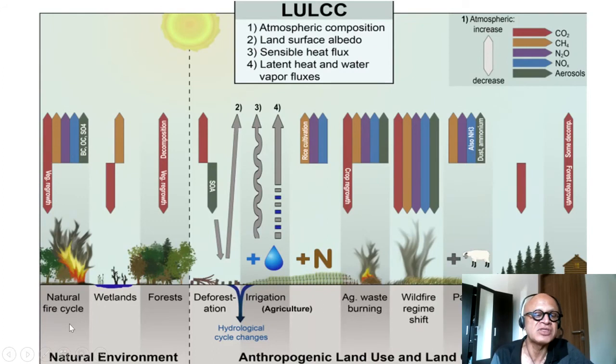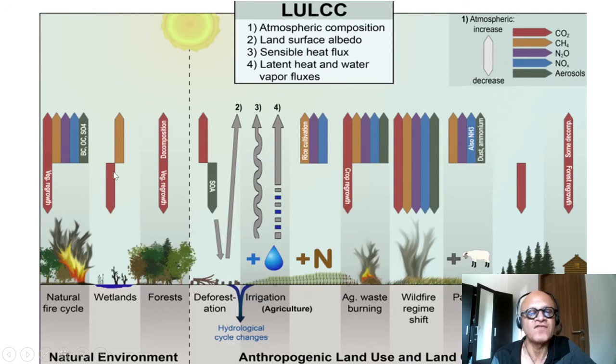So in a natural environment you have a natural fire cycle. This is showing atmospheric composition and land surface albedo, sensible and latent heat fluxes, and water vapor fluxes. But we are also looking at increasing and decreasing atmospheric fluxes of carbon dioxide, methane, N2O, NOx, and aerosols, which are the general greenhouse gases and radiative forcing gases that we look at. So you can see that there is uncertainty in terms of vegetation growth, whether it's out or in the natural cycle, including fire cycles.